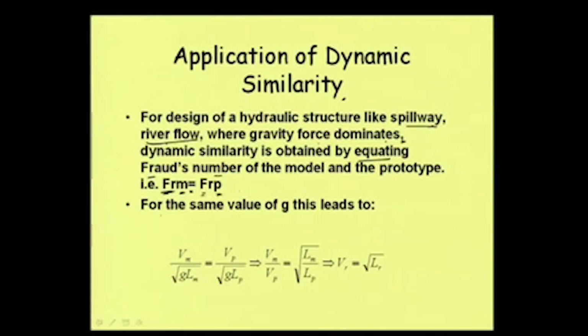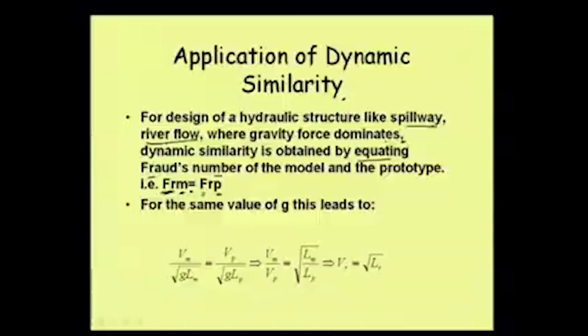Now, if the elevation of the point where we are conducting the experiment and where the prototype actually exists is not that much different, then the acceleration due to gravity, g, we can consider the same for model and prototype. So when g is considered the same in model and prototype, we can get some interesting relations if we maintain Froude number similarity.